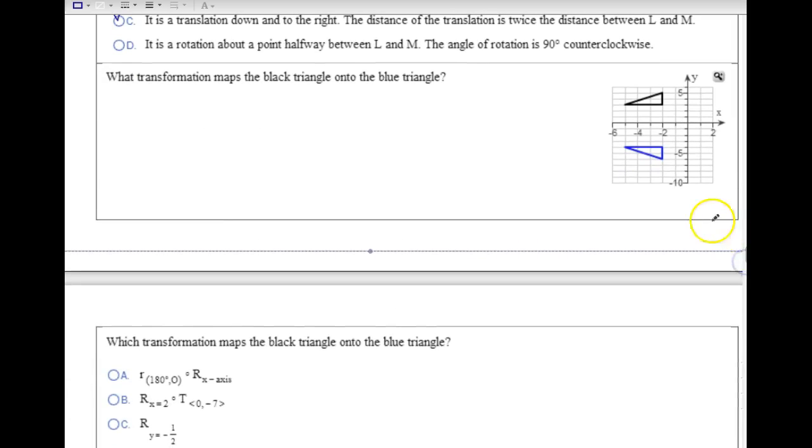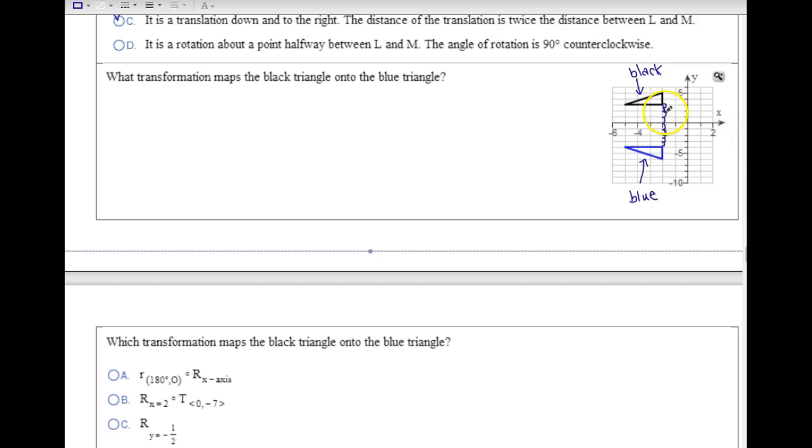Okay, what transformation maps the black triangle onto the blue triangle? Now I realize on your paper you can't tell which one's black or blue, so you can label the top one, this one's black, and this one's blue. Okay? As you can see, this is going to be some kind of reflection. Let's count the spaces between this point and this point. 1, 2, 3, 4, 5, 6, 7. 7 spaces.